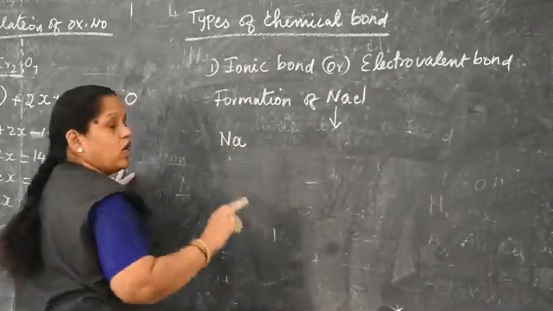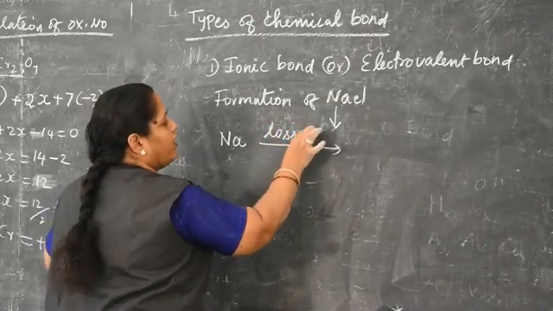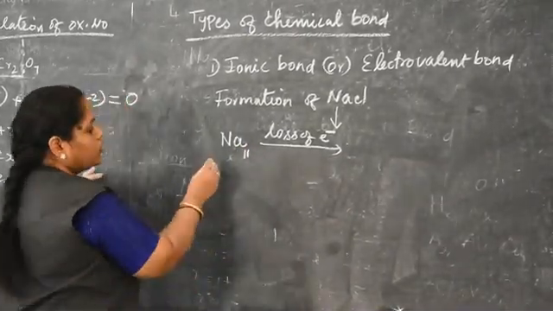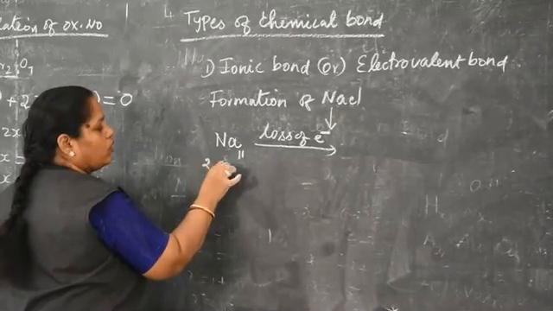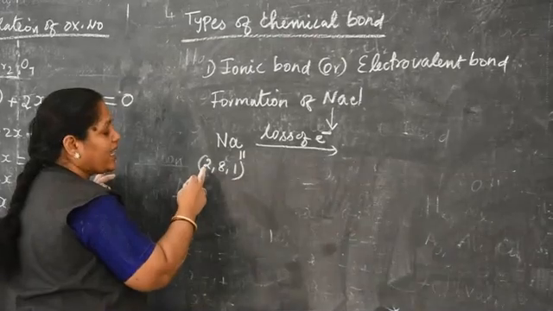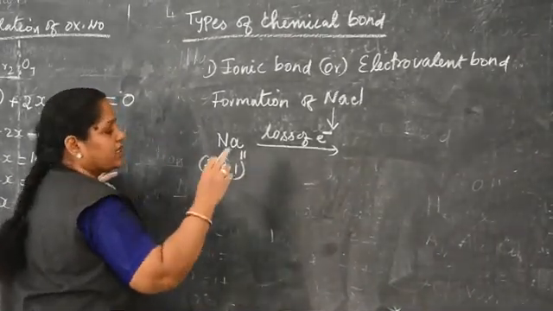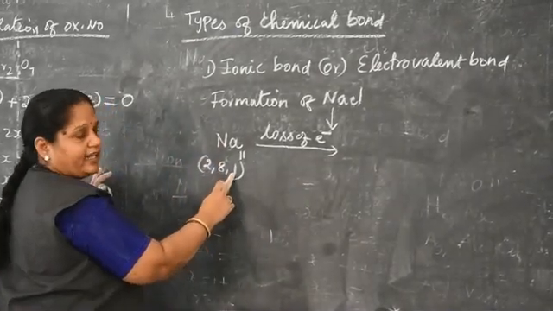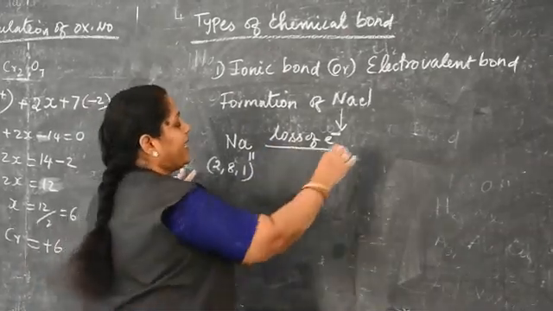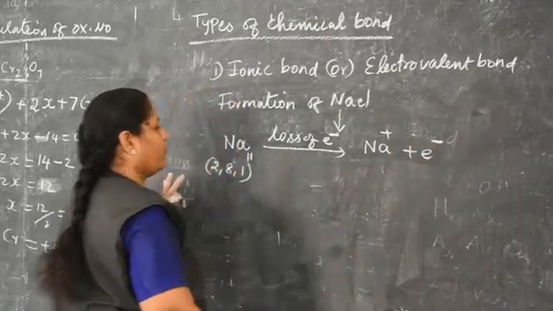So how is a bond formed between a sodium atom and a chlorine atom? The sodium atom loses its electron. How many electrons in the valence shell? Atomic number 11, so what is its configuration? 2, 8 and 1. The outermost shell contains 1 electron, so it loses 1 electron. With loss of the electron it becomes Na plus. It forms a cation.